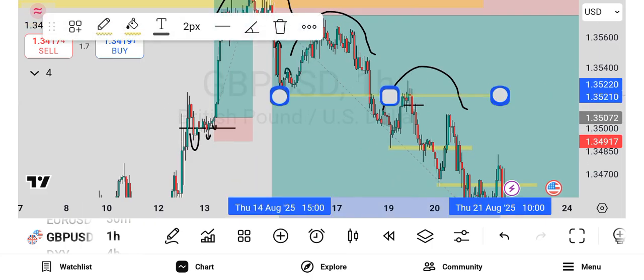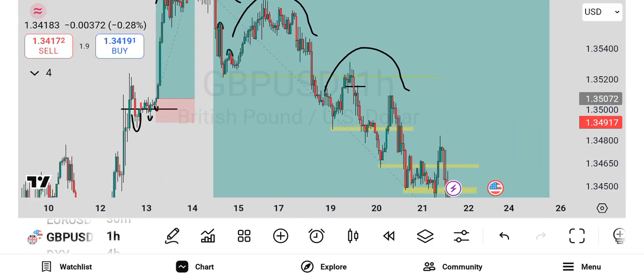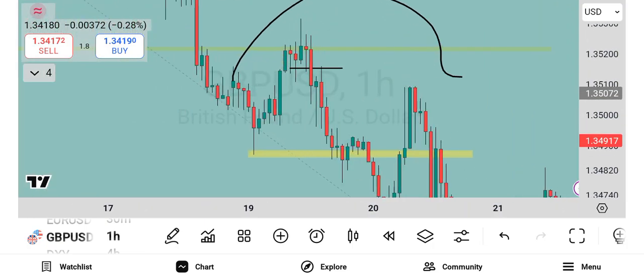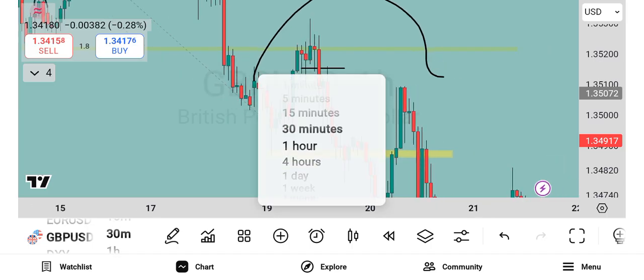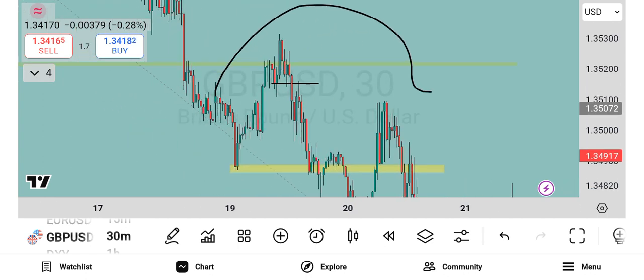And it broke this support area right here, guys. This support area was a support, now it's a resistance, because price came below it and came back to retest it, guys. And when we go to the smaller time frames, that's where we get our precise entries, guys.